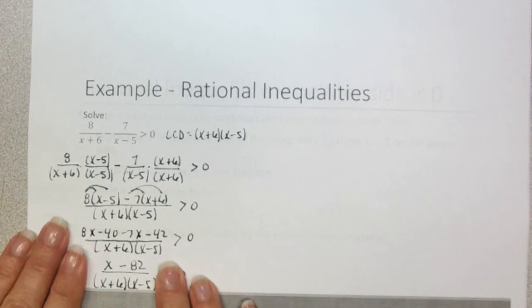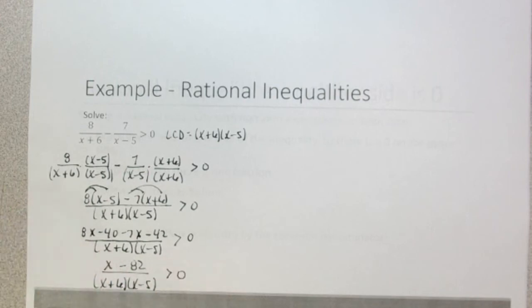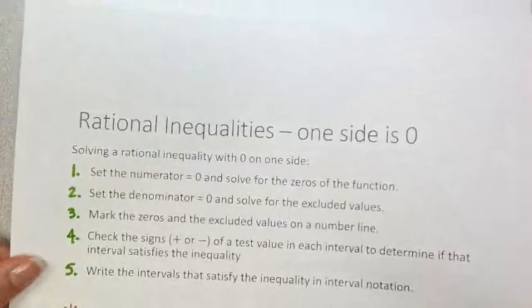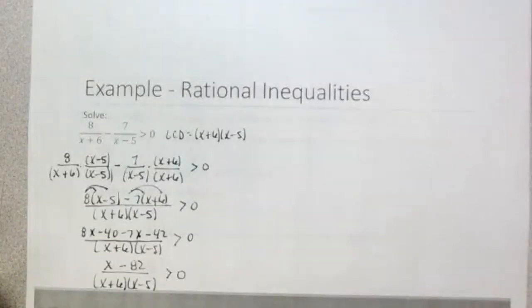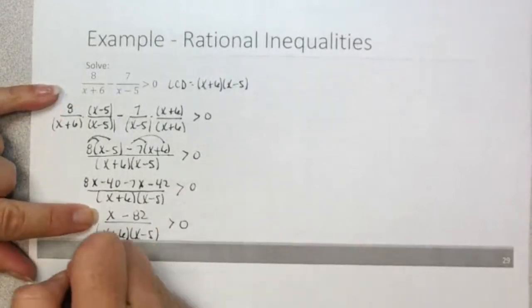The denominator is actually a factored trinomial, but it's still just one term. It's a rational expression. Now I can go back and use my steps for when there's one term and one side is equal to 0 to solve this. All right, so first we'll need to look at setting the numerator equal to 0.